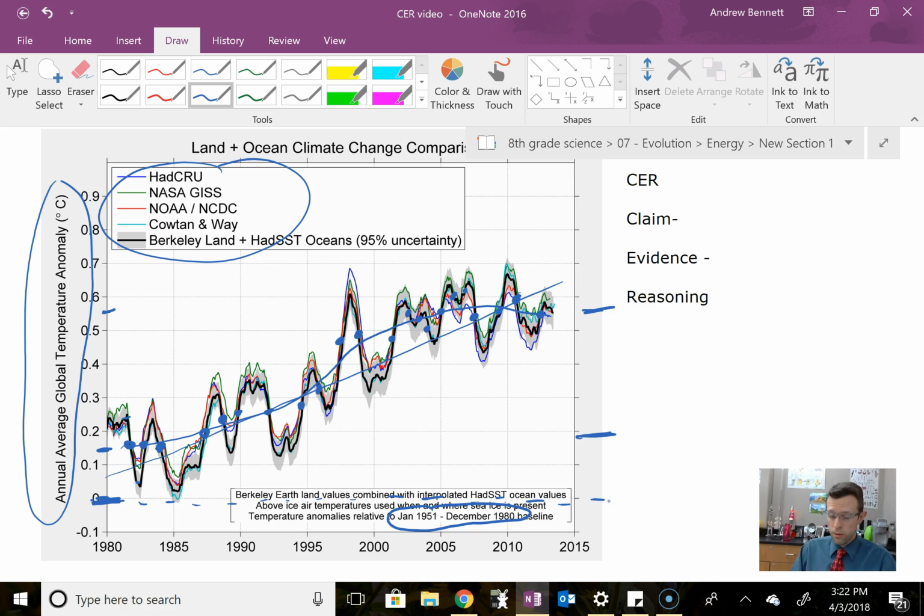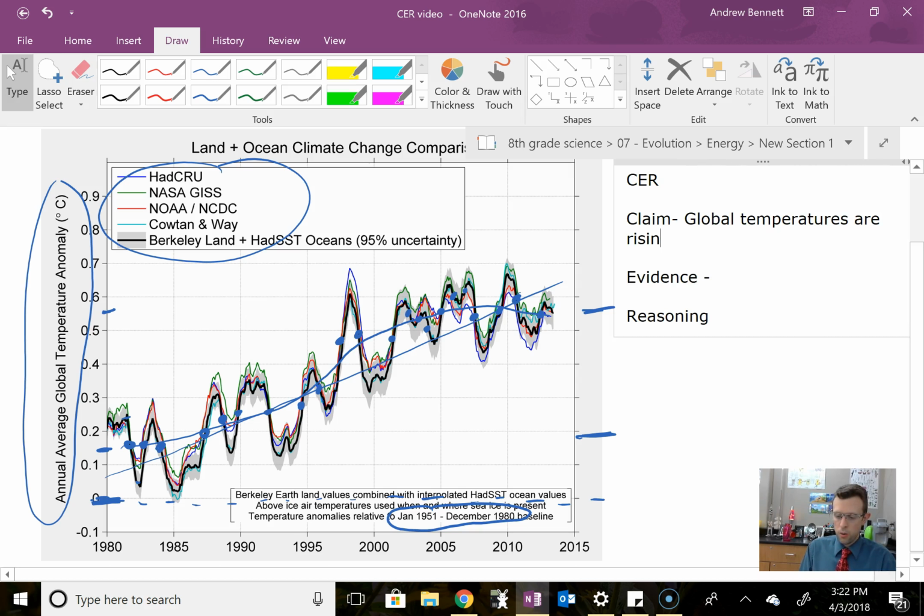So we've kind of thought through the information and how we want to interpret it. Let's go ahead and write out our claim, evidence, and reasoning. So the claim that we're going to make here is that global temperatures are rising. Okay. The evidence that we pointed out here. So two big things that we were focusing on.